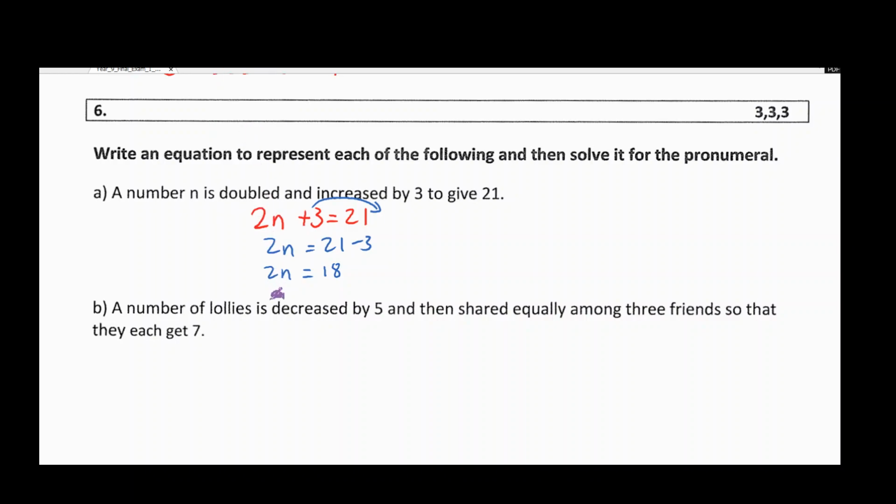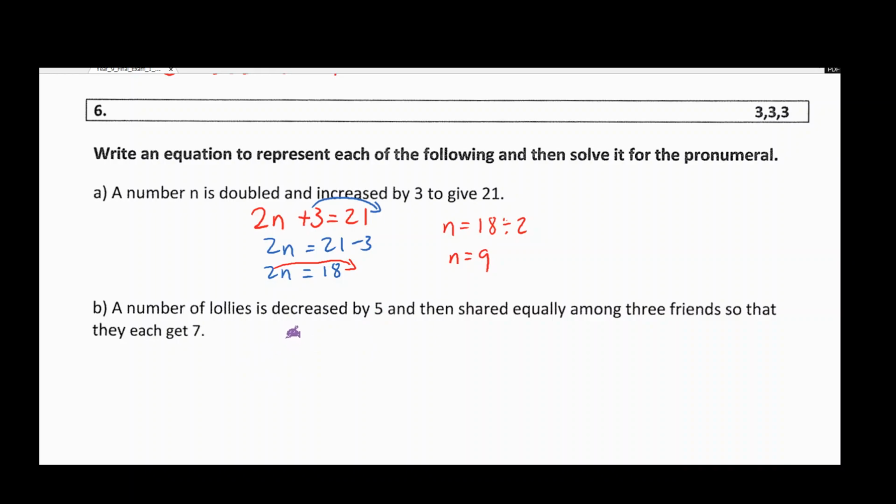Now I need to move this times by 2, this n times by 2. I need to move this 2 to the other side, okay? This 2 needs to go to the other side. It'll become divide. So we're going to have n equals 18 divided by 2. n equals 9.